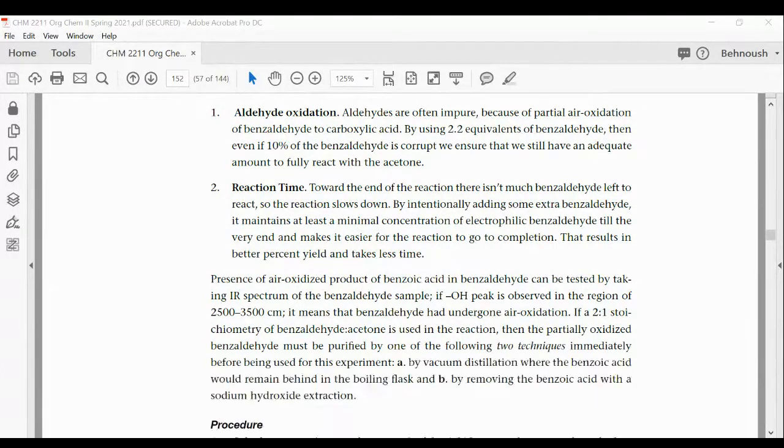Any questions before I move to the IR spectrum or show you the IR spectrum? Do you have any questions?